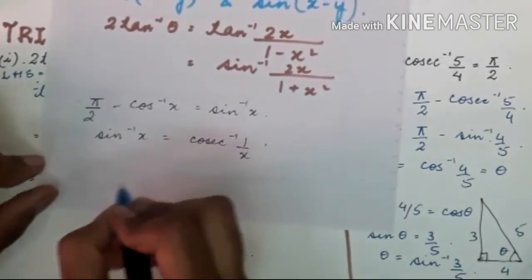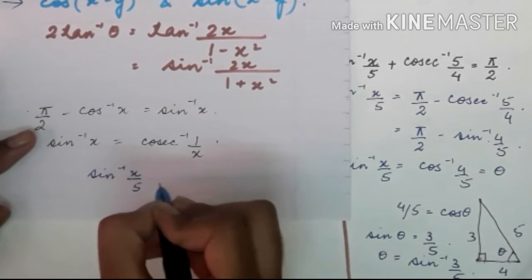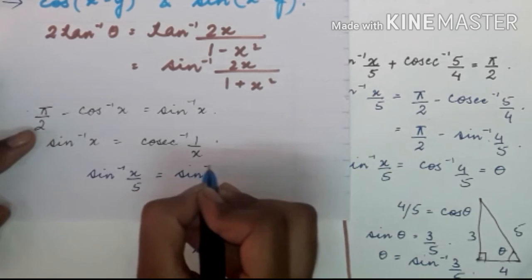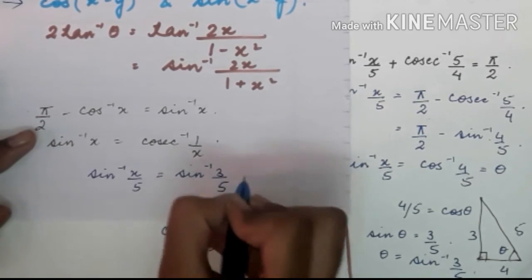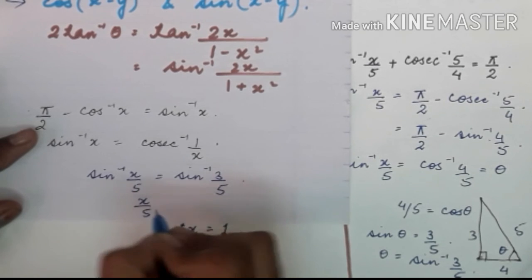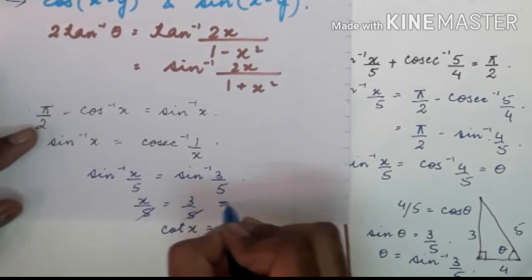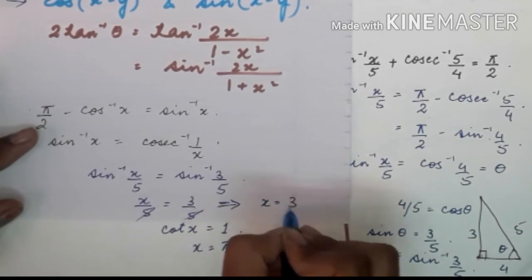See, sin inverse x by 5 is equal to sin inverse 3 by 5. Now again both of them will be eliminated. x by 5 is equal to 3 by 5, and this gives x is equal to 3.